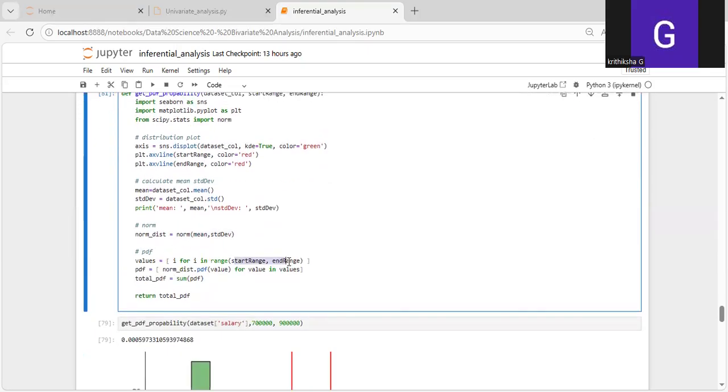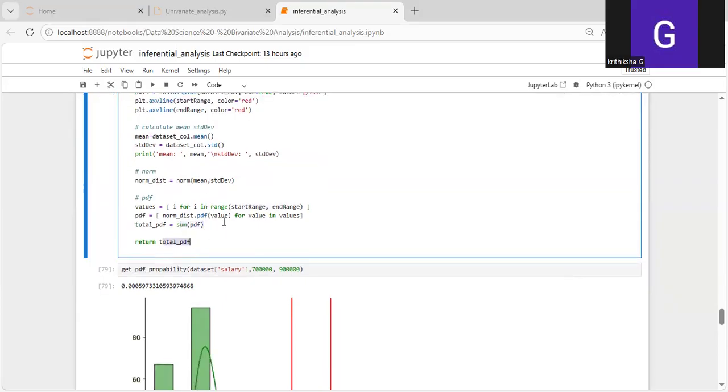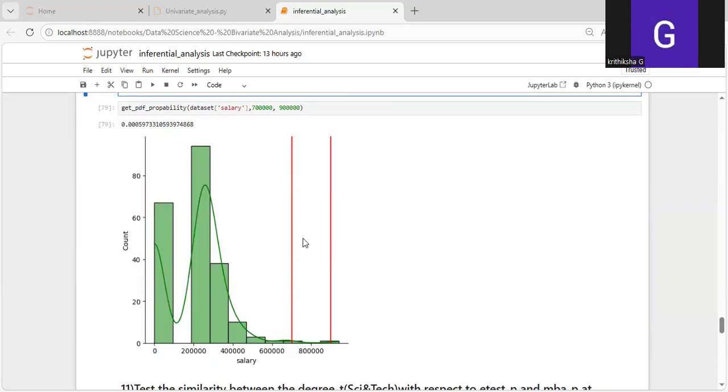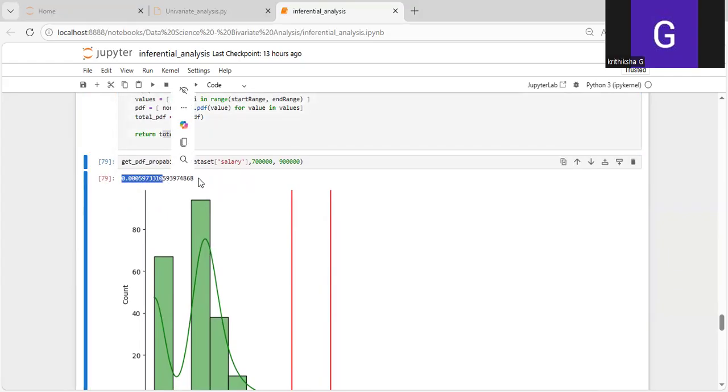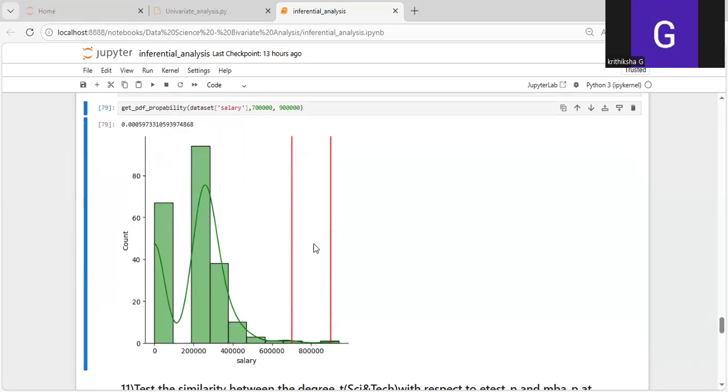Then I'm looping over the ranges and storing them in a list, and with the help of the normal distribution, calculating the PDF value for values within the start and end range. After computing the PDF for all, I'm summing it, and I got the total PDF, which is the total probability chances between the 7 lakh to 9 lakh salary. By running this, I got 0.0059. So we can say that 0.05% chances are there for students who will fall under the 7 to 9 lakh salary package. With this analysis, we can say that there is a minimum number of students earning a salary of 7 to 9 lakhs.